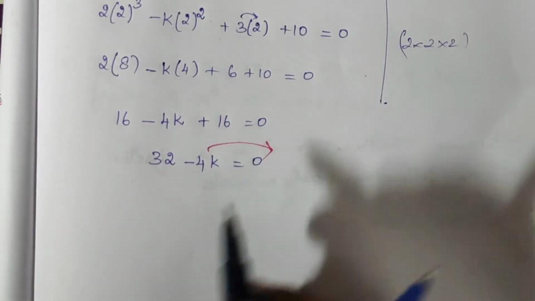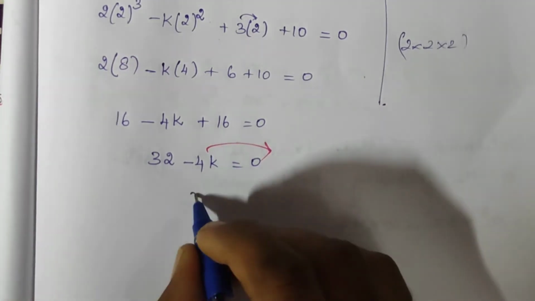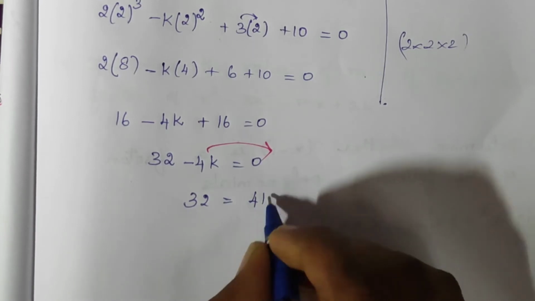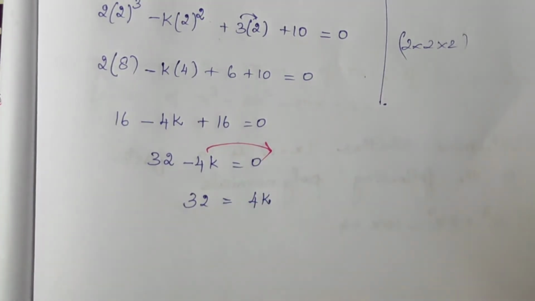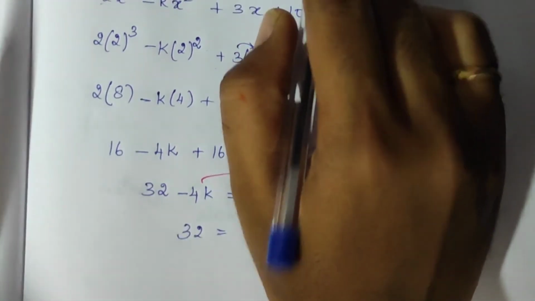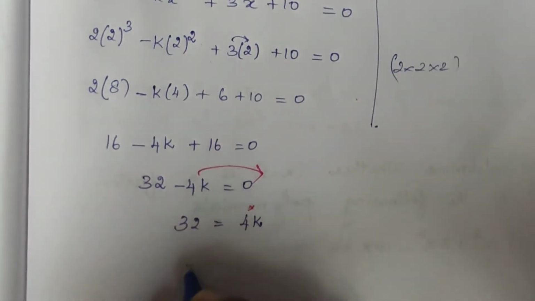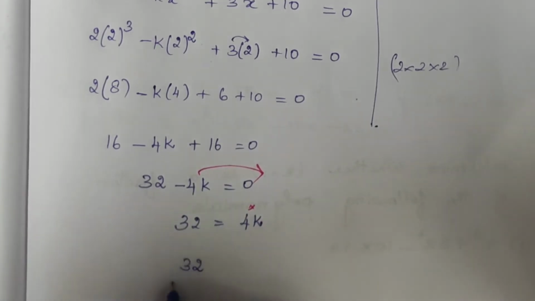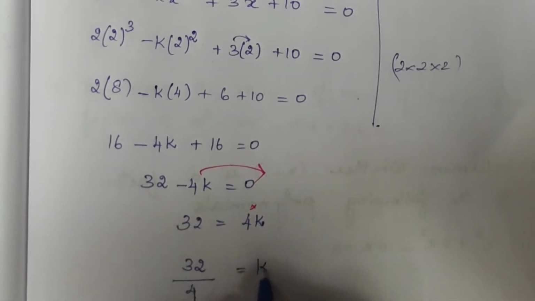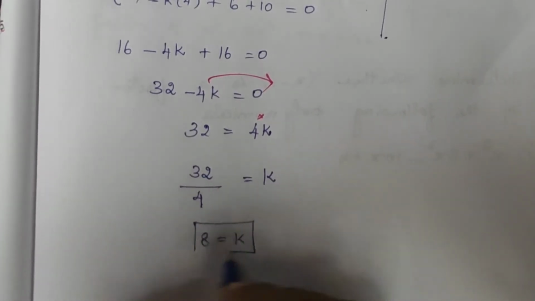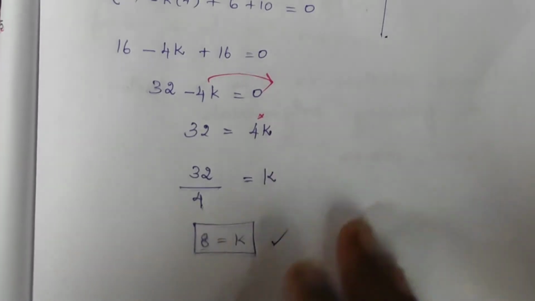Take this to the other side. So 32 is equal to minus 4k. When you take it to the other side, it will become positive. If there is no sign in between, put multiplication. So I need to find the value of k. Since it is in multiplication, when you take 4 to the other side, it becomes division. 32 divided by 4 is equal to k. So 8 times 4 is 32. So k value is equal to 8.